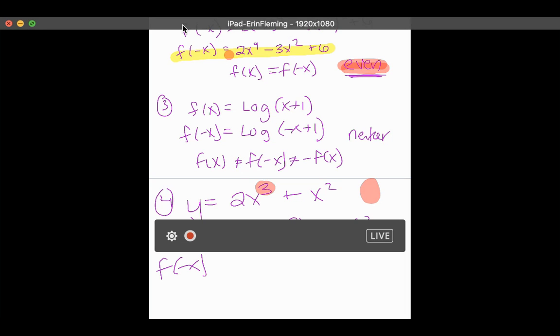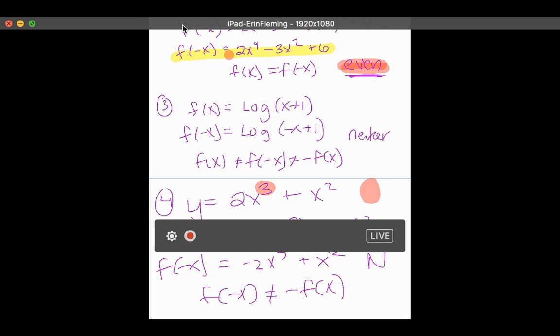So I get really close. This comes out to negative 2x cubed, so I'm getting really close to it being odd. But this one comes out to a positive x squared. So f of negative x is not quite equal to negative f of x there. So this one would be another neither. That one would be discounted.